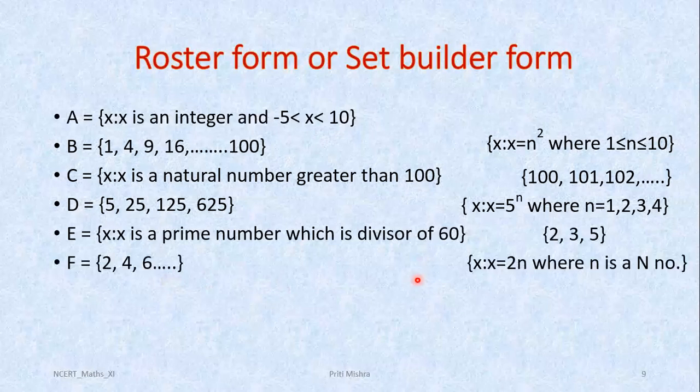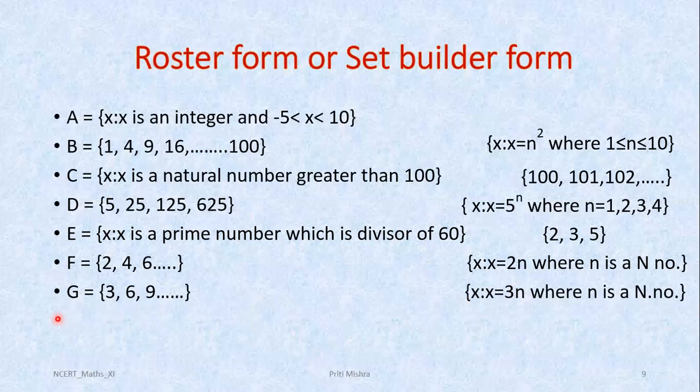If I ask you to write it in set builder form, then you have to find out the common property, which is: this is 2, this is 2 into 2, this is 2 into 3. So you can write easily x such that x is equals to 2 into n, where n is a natural number. And I am using here capital N just for the notation of natural numbers, which I have explained to you in the previous slide.